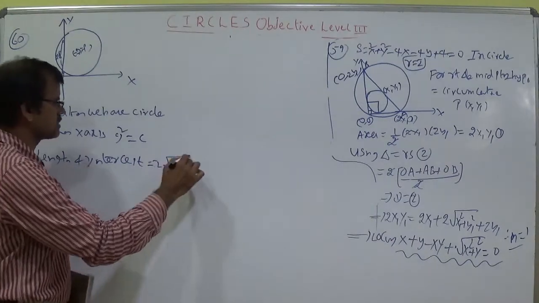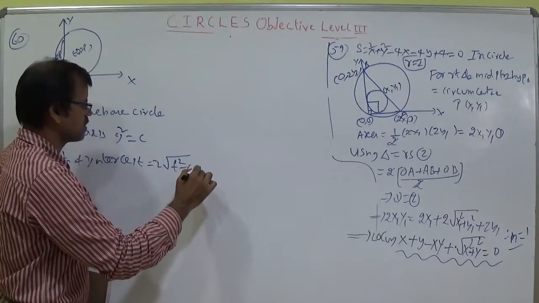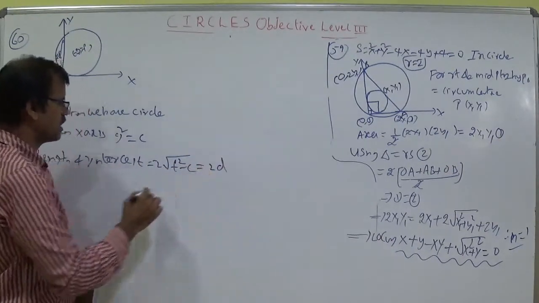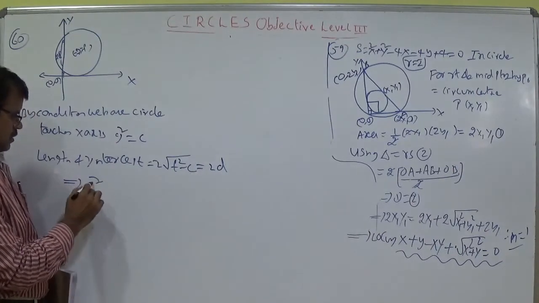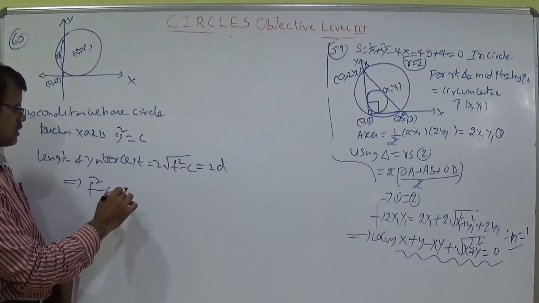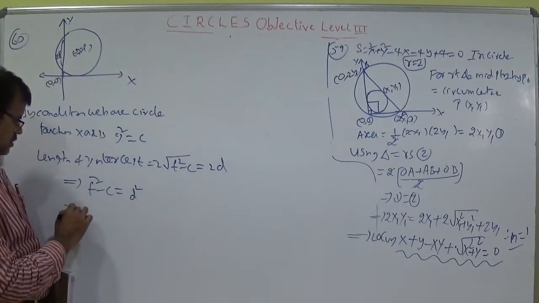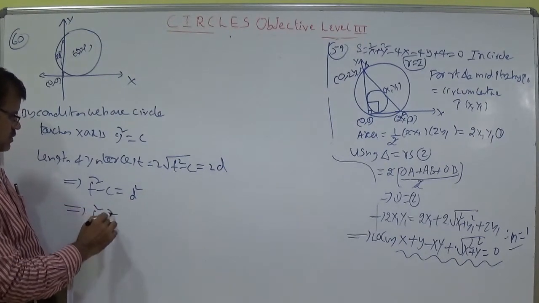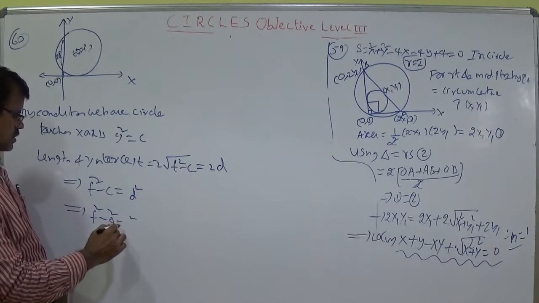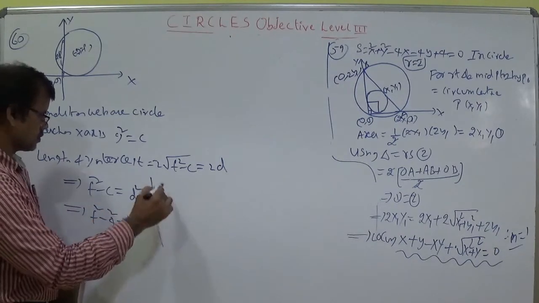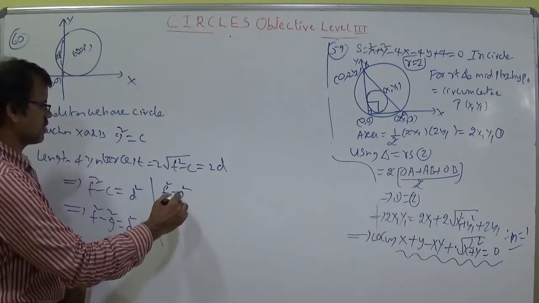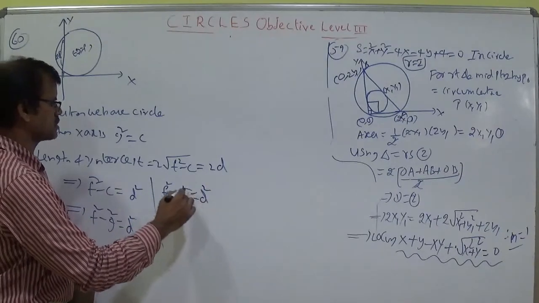Length of y-intercept equal to 2 root f square minus a, that is given as 2d. Now you write f square minus c is equal to d square, that implies you can write f square minus g square is equal to d square.